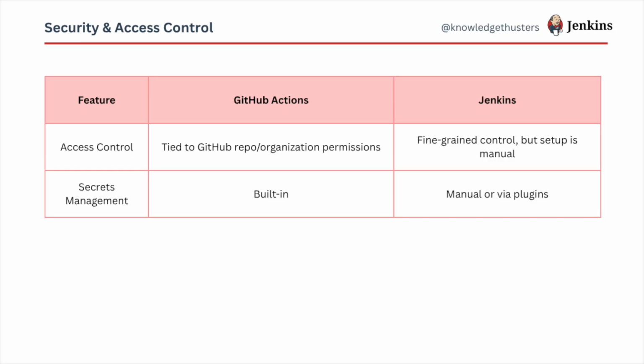GitHub Actions has a built-in secret manager. You can securely store API keys, tokens, and passwords in GitHub secrets. These are encrypted and injected into the workflow as environment variables. Whereas Jenkins does not have built-in secret management. Either you can store secrets in Jenkins credentials, or you need to use plugins like the credentials plugin, or integrate with AWS Secrets Manager, and these secrets will be injected into build steps.